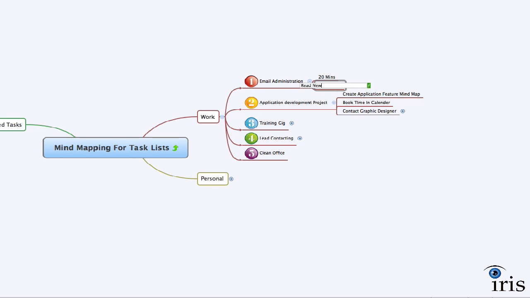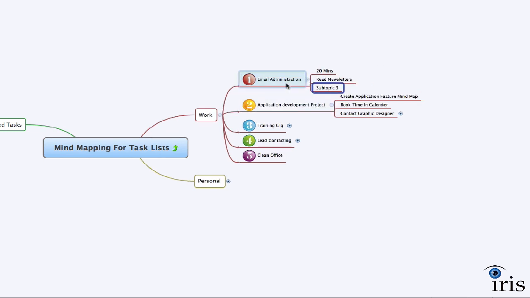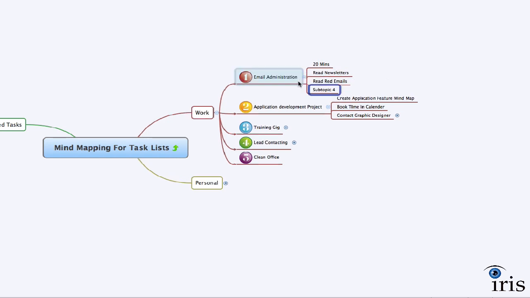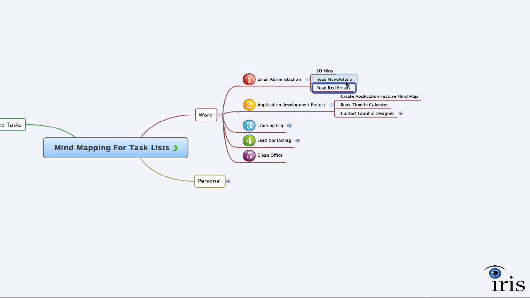Read newsletters. Maybe you subscribe to a bunch of different newsletters, and maybe you mark your emails, so read emails, not red as in the emails were read, red as in the color red. Emails, and what else? Some other types of emails, you get the idea. So these are subtasks, chunked down tasks of this specific task.